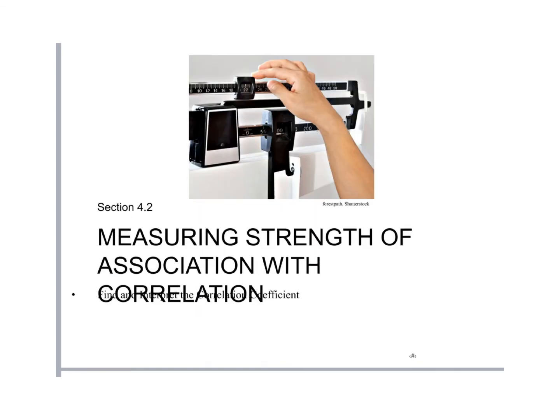Okay, so here's 4.2. Measuring strength of association with correlation. So we're going to find and interpret the correlation coefficient.